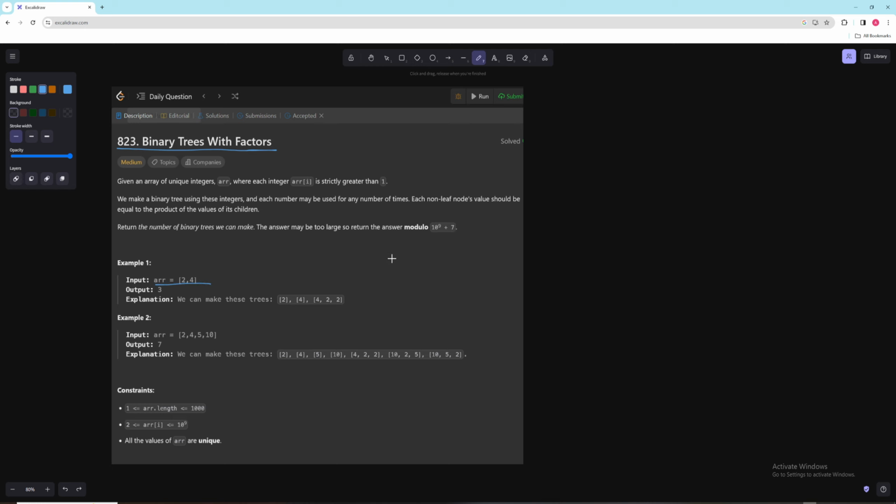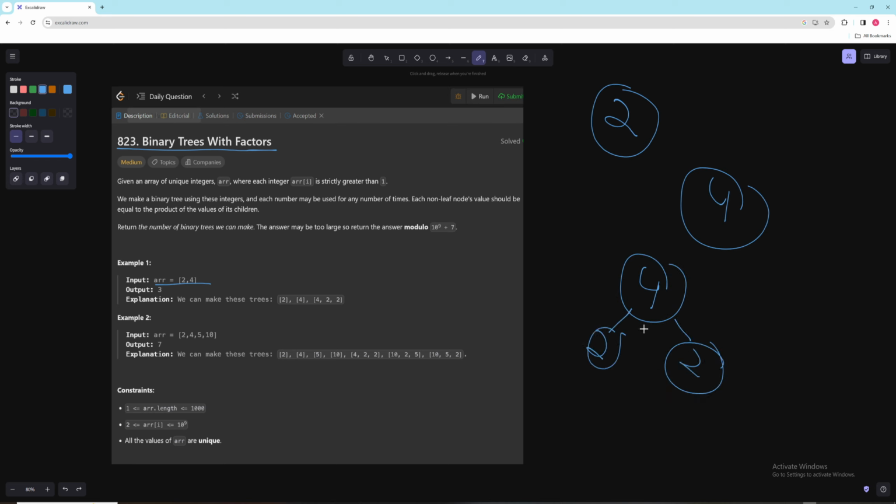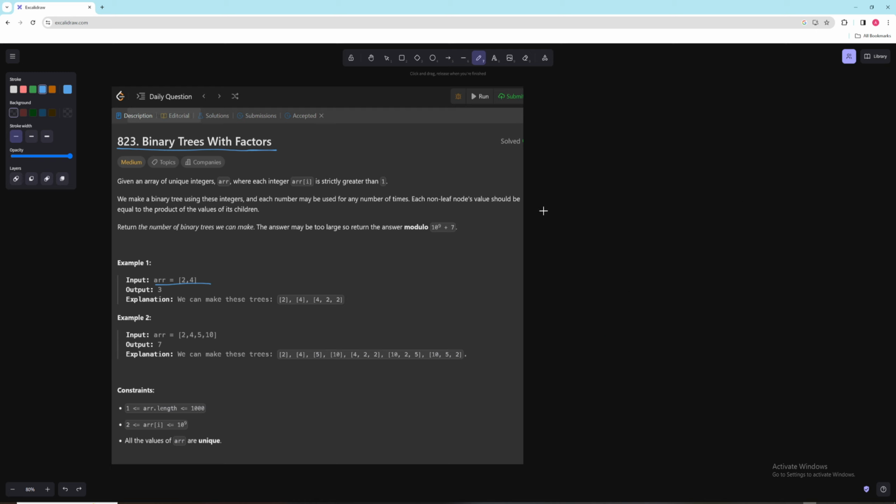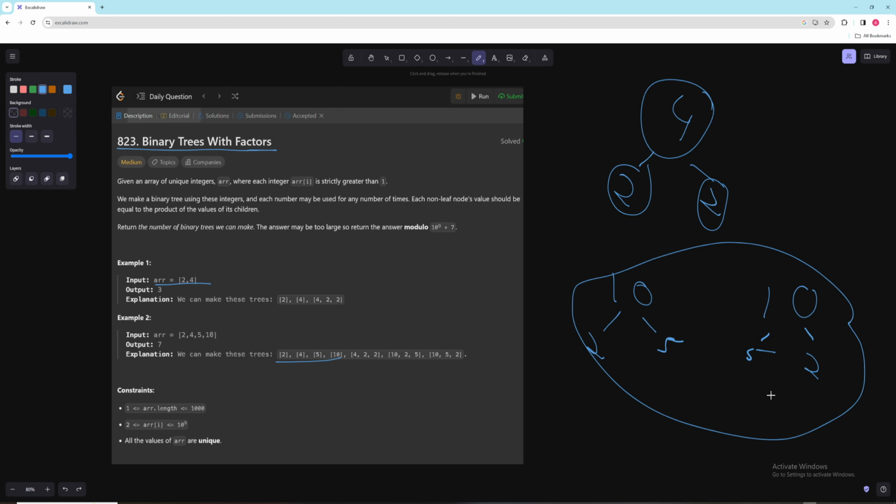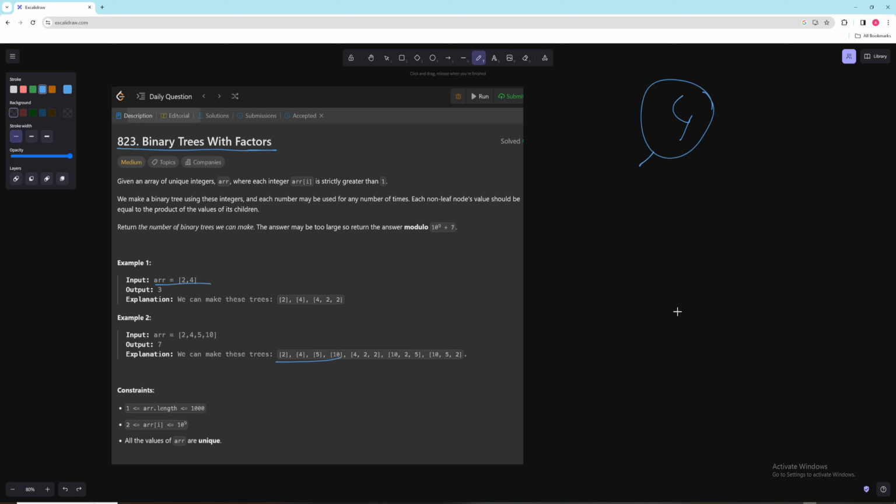So in this first example we have 2 and 4. The trees you can make are a tree with just node 2, a tree with just node 4, or a tree like this: 4, 2, 2. In the second example, you do have all these trees that are just one node by itself, but other than that, you can also make 4, 2, 2. You can also make 10, 2, 5, and 10, 5, 2. Notice that these are two different trees even though they are using the same values. So that's one thing to keep in mind: you have to consider both orderings.